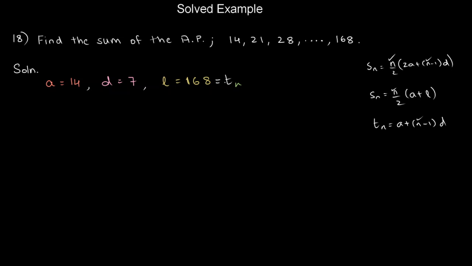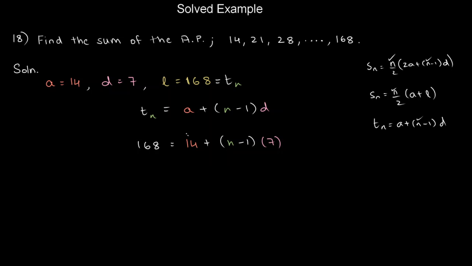So we can say L is equal to 168, which is also Tn, or the nth term. So if you guys remember, Tn is equal to the formula for the general term, a plus (n minus 1) into d, right? So this is the formula for Tn. We know the last term, or the nth term, is 168, so we'll plug that in. 168 is equal to a, we know, is 14, plus (n minus 1), n is the unknown here, which we need to find, so we'll leave it as it is, into d, we know, is 7, right?